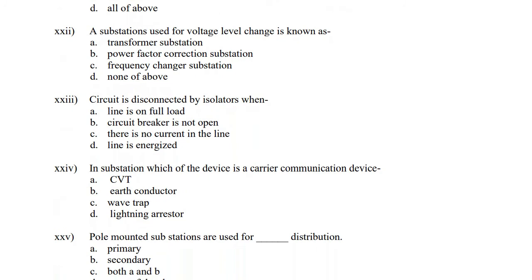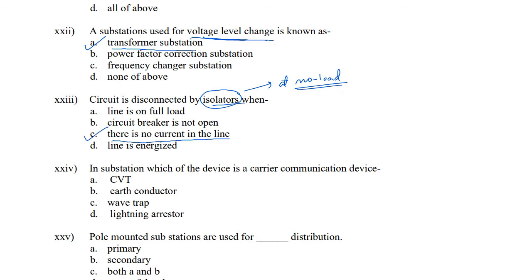Next question, a substation used for voltage level change is known as, so only voltage level change, this kind of substations are generally known as transformer substation. Okay, so option A here is the correct answer. Next question, that is question number 13. Circuit is disconnected by isolators when we know that isolators are used at no load. That means when there will be no current in the lines, then we can use the isolators. So option C here, that is there is no current in the line, will be the correct answer.